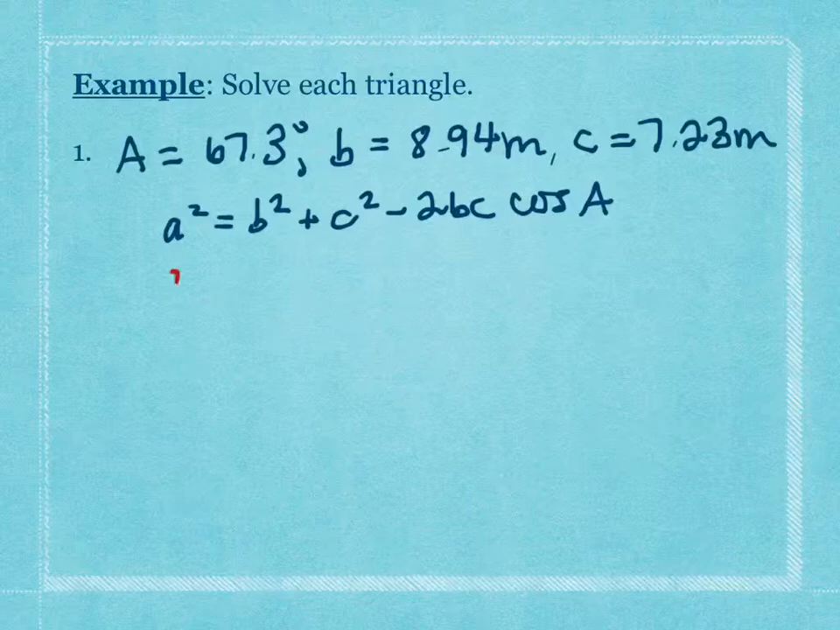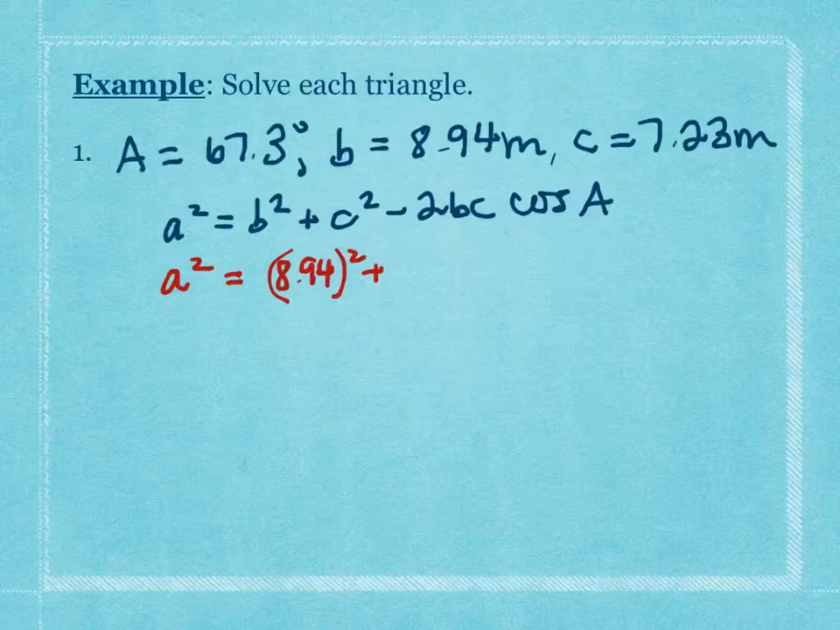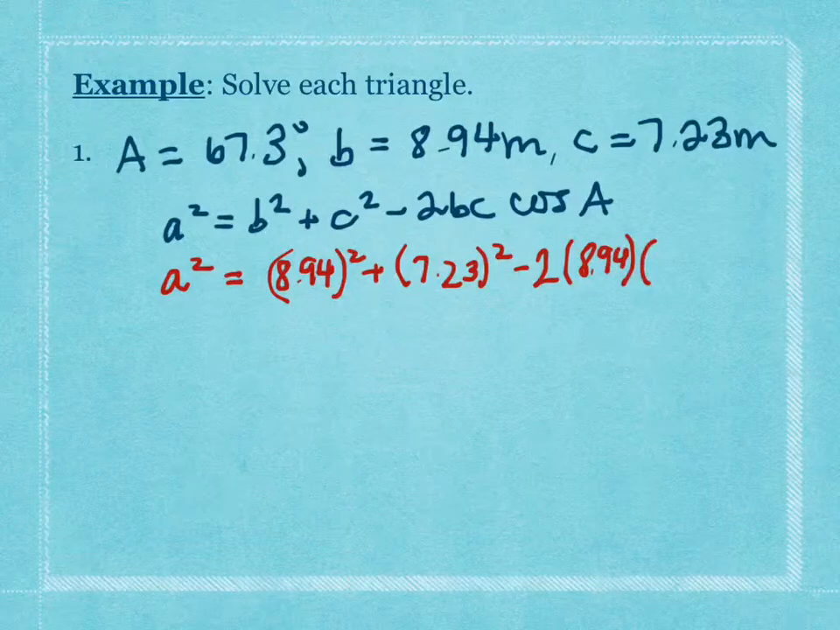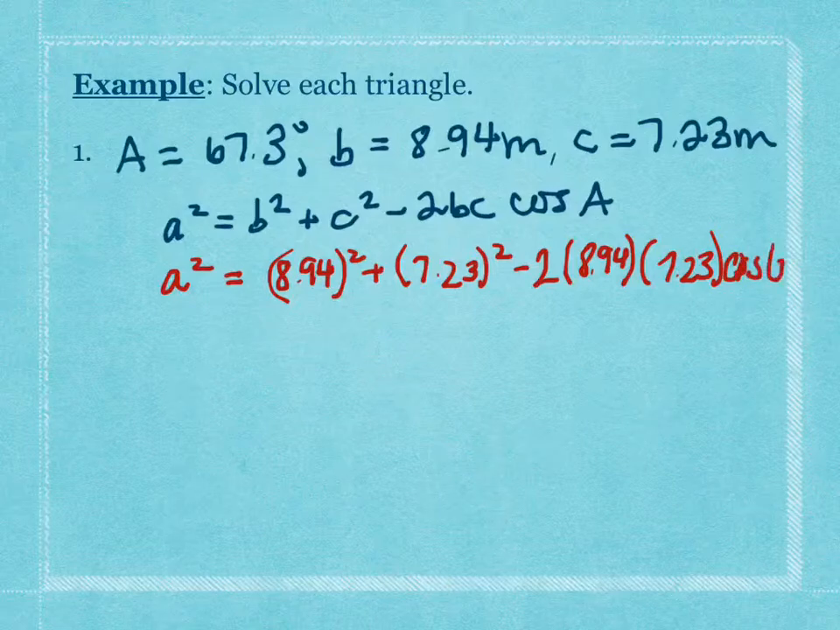All right, so a squared I don't know. I do have b, though. It is 8.94, and I need to square that. I also have c. It is 7.23, and that needs to be squared. And then it's minus 2 times 8.94 times 7.23 cosine, and I have that angle of 67.3 degrees.